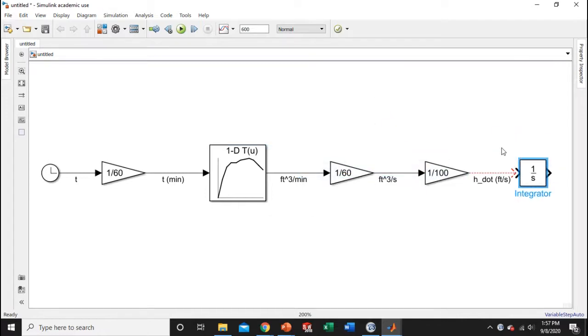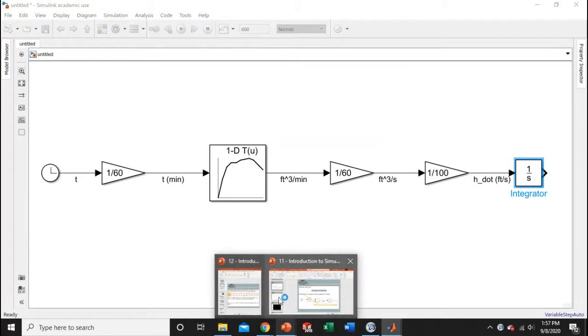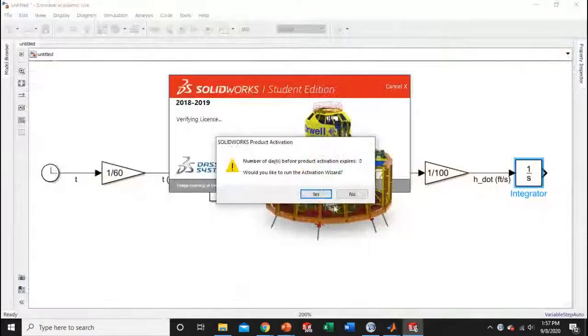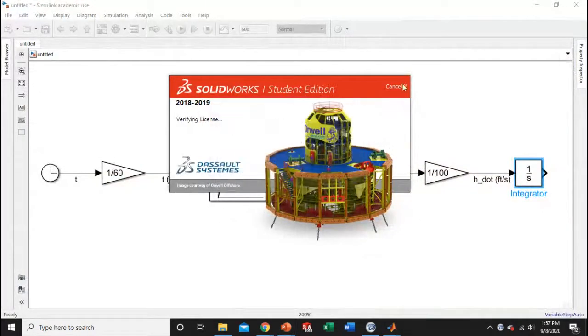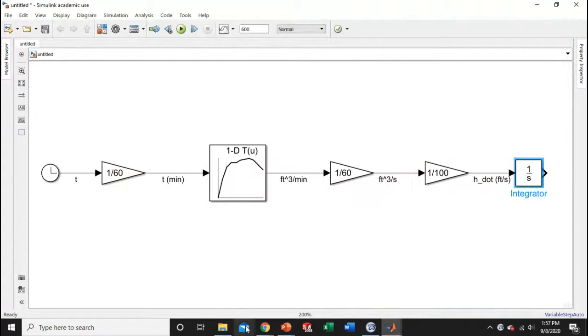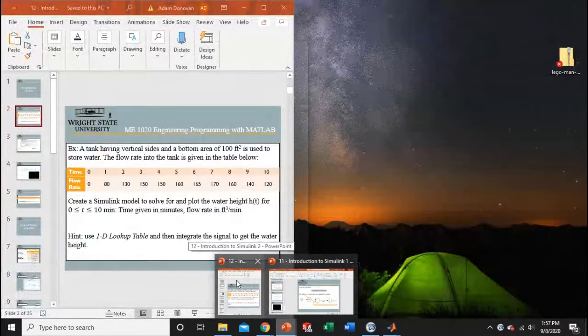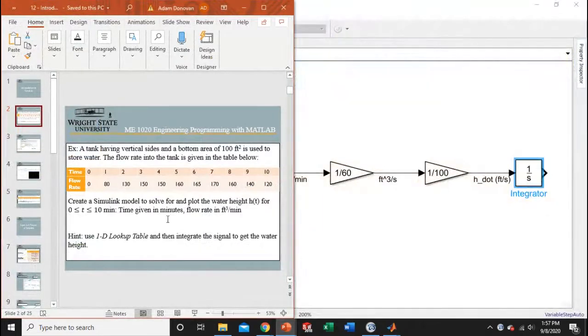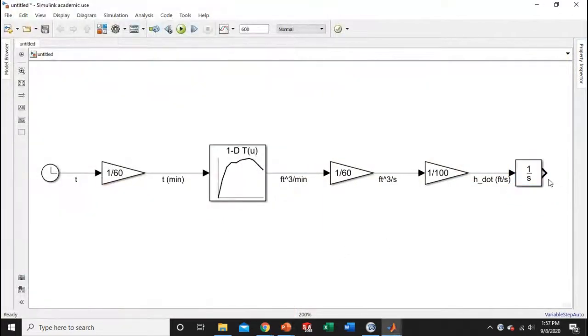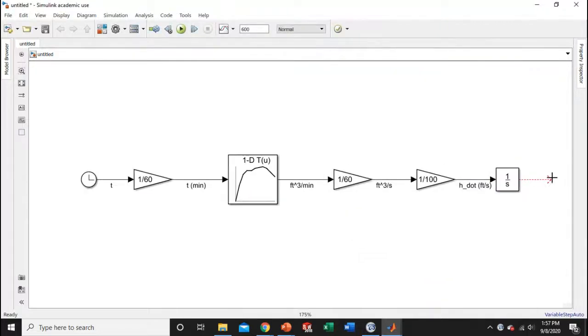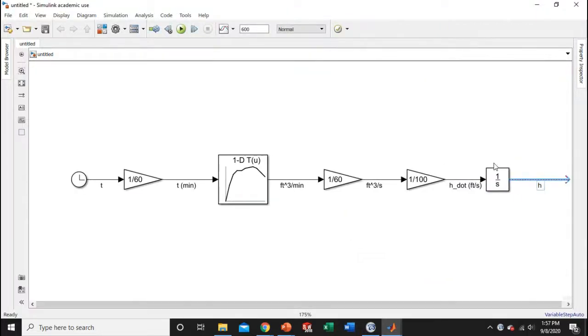I think my initial condition, so I was wrong, I still do need this. My initial condition is going to be, no, I must have accidentally clicked SolidWorks. My initial condition is going to be, I think I'm going to assume that it starts off with no water in it. So I'm going to set my initial condition to be 0. And now my output is h, the height of the water in the tank, in feet.